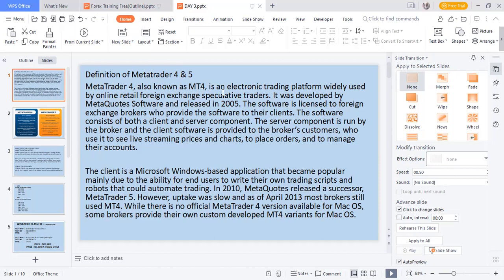Now, MT4 was designed in 2005 using the MetaQuotes language. MetaQuotes language is a programming language that programmers use to produce trading software, and a very good example of trading software is MetaTrader 4. But along the line, in April 2013, MetaTrader 5 was released. The release of MetaTrader 5 helped a lot of traders because it is simplified into what people now enjoy. So there are some differences between MetaTrader 4 and MetaTrader 5.